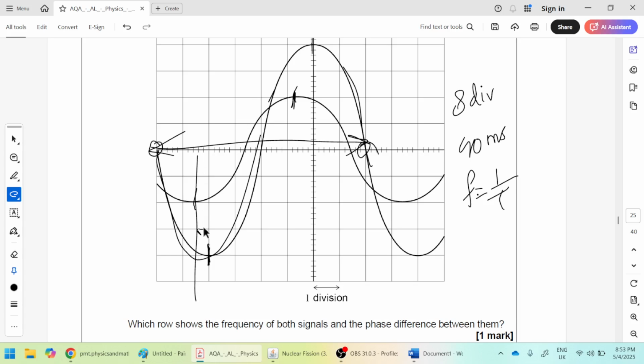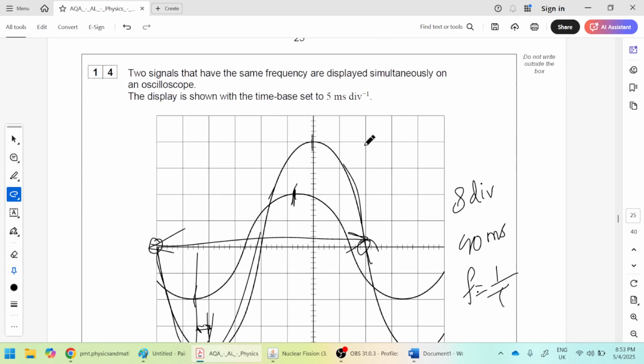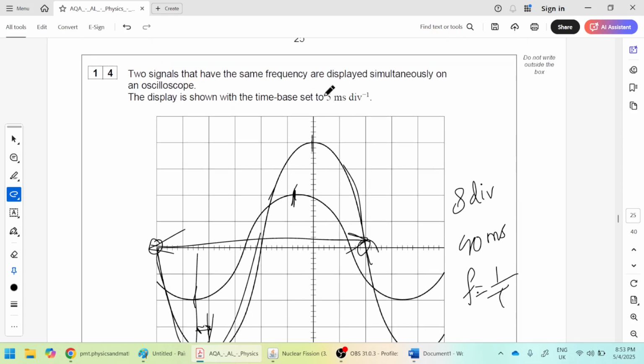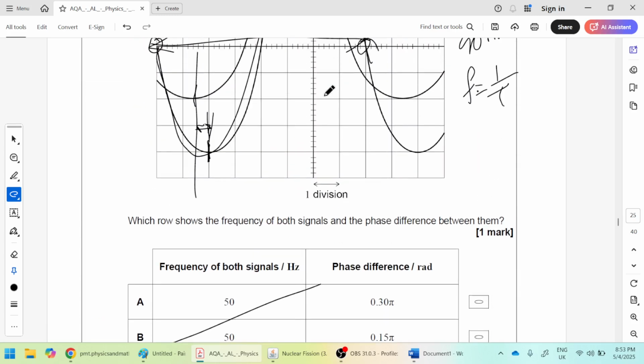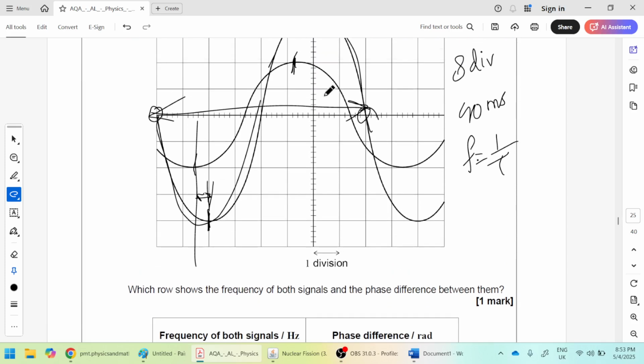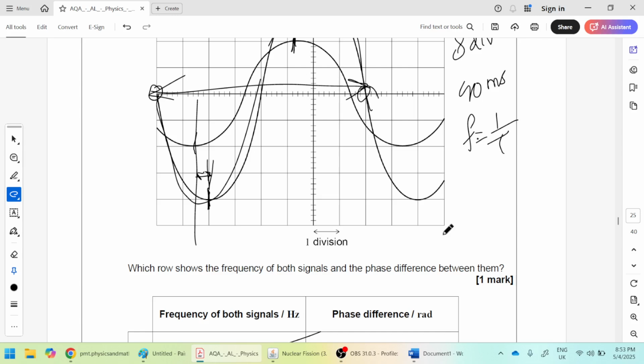Compare this and this, the distance over here is about half a division apart. Half a division corresponds to about 2.5 milliseconds. So what I'm going to use here is the ratios. 2.5 milliseconds out of the total cycle length, the time period of 40 milliseconds. I need to know how much out of this 40 milliseconds time period corresponds to 2 pi. I need to know what this theta is. So it's a kind of ratio thing.